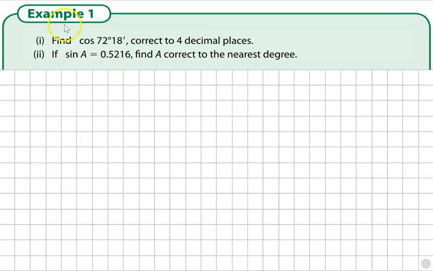Example 1, part 1. Find cos 72 degrees 18, correct to 4 decimal places. Part 2, if sine A equals 0.5216, find A, correct to the nearest degree.